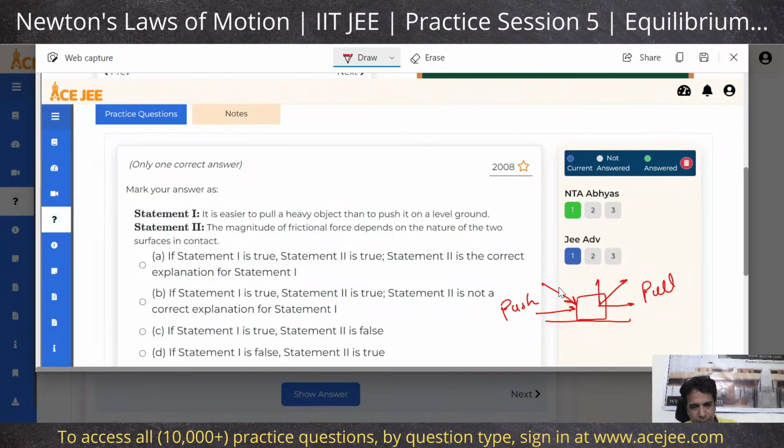Okay. Next one, statement 2. The magnitude of the frictional force depends on the nature of the two surfaces in contact. Yeah, yes. Right? Does the 2 explain the 1? Not really. Yes, Kataji? Yes, sir. By the way, it's the coefficient of the frictional force that will depend on the nature of the surfaces. Hold on. Let me revisit this question.